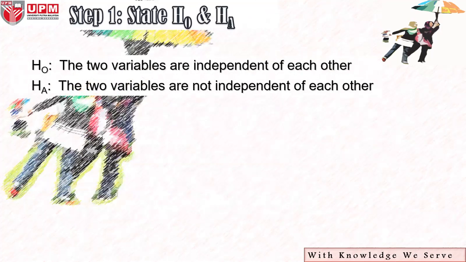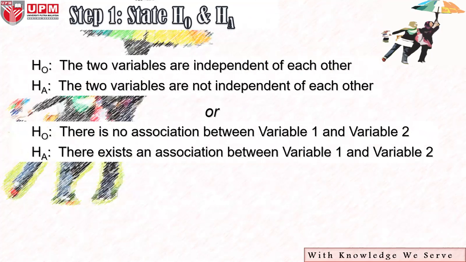Okay, so step number 1. This is the example of hypothesis for chi-square test of independence. The null hypothesis: the two variables are independent of each other. The research hypothesis: the two variables are not independent of each other. We can write it in a more specific way. For our null hypothesis, there is no association between variable 1 and variable 2, and for our research hypothesis, there exists an association between variable 1 and variable 2.